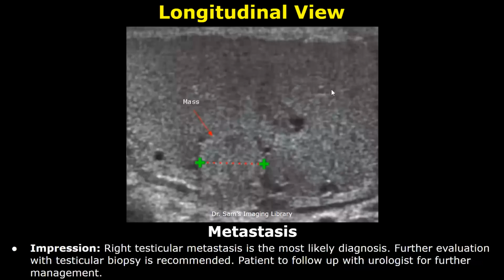In the impression you can write right testicular metastasis is the most likely diagnosis. Further evaluation with testicular biopsy is recommended. Patient to follow up with urologist for further management.